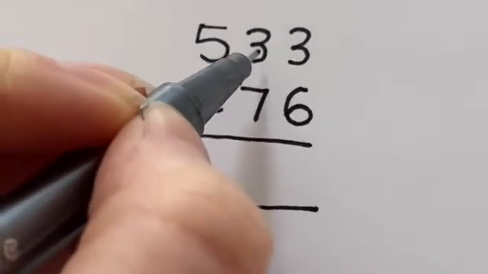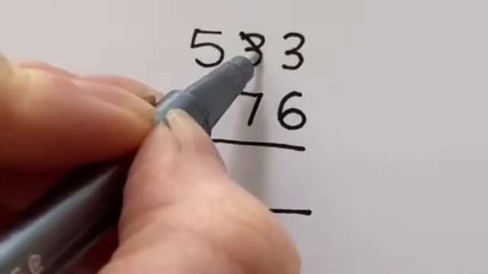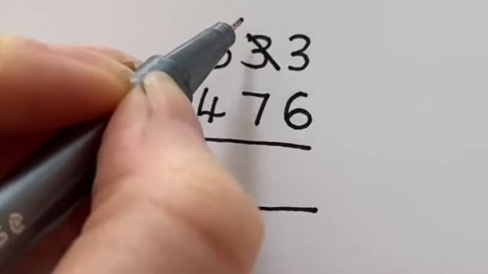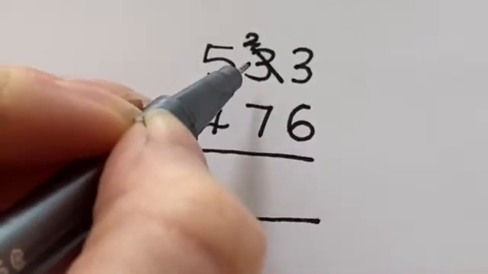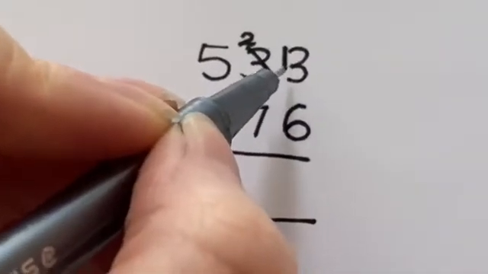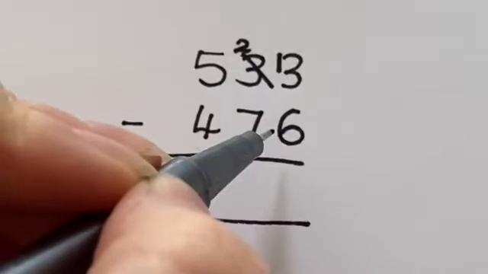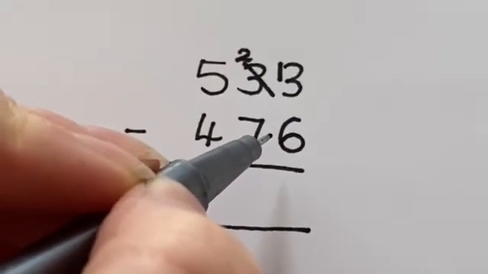So I've got 3 tens here. I'm going to borrow one of those tens. So I score away the 3. There's not 3 anymore. There's only 2 tens left. And the 10 that I'm borrowing needs to come and live here, making this 13 take away 6. Let's count back. 12, 11, 10, 9, 8, 7.